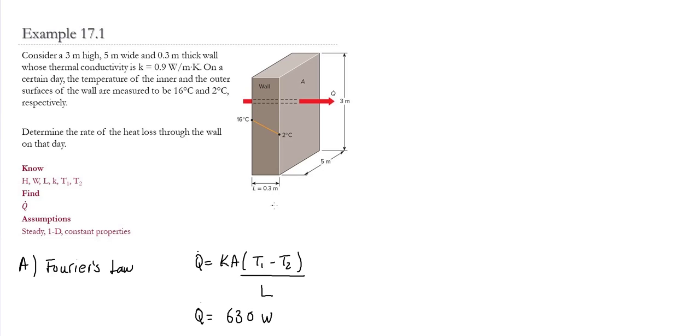Okay, and we know that the direction of this flow is in this direction because we know that heat travels from high temperature to low temperature. So the rate of heat loss moves in this direction. The other method to solve this is by using thermal circuits.